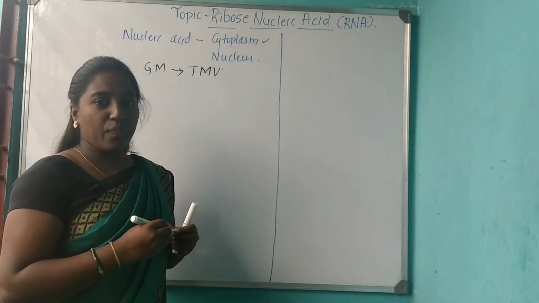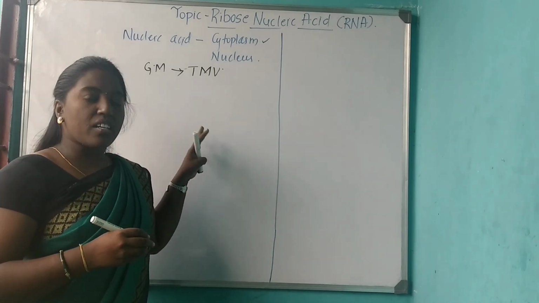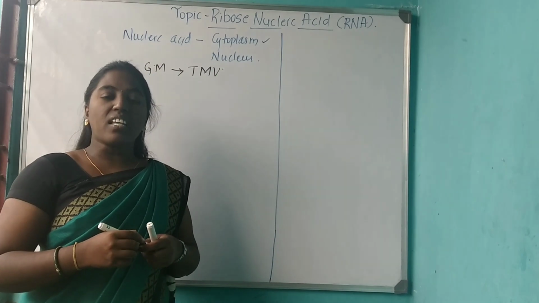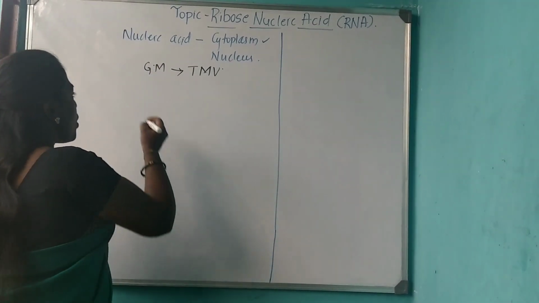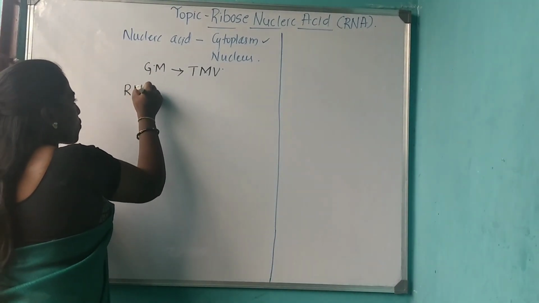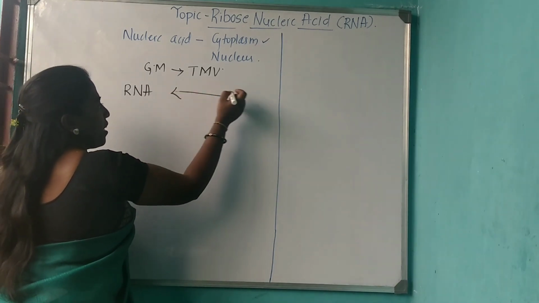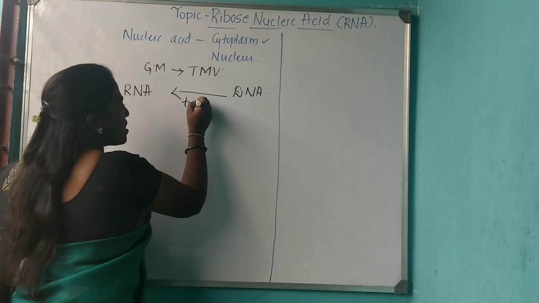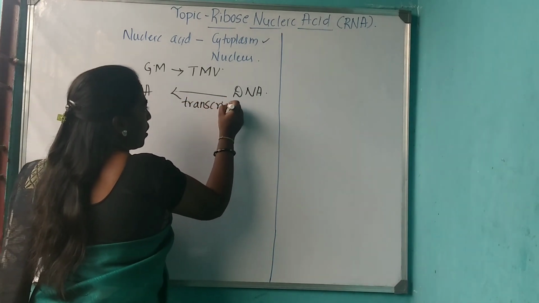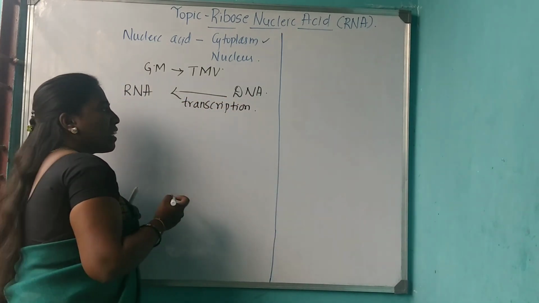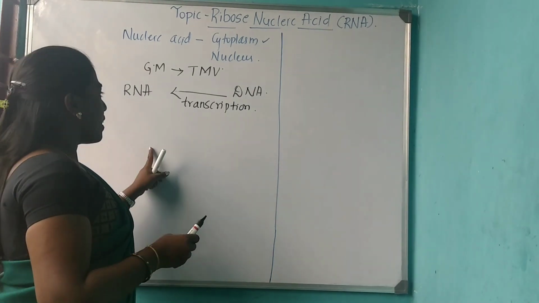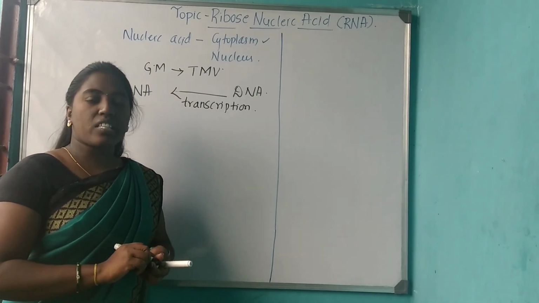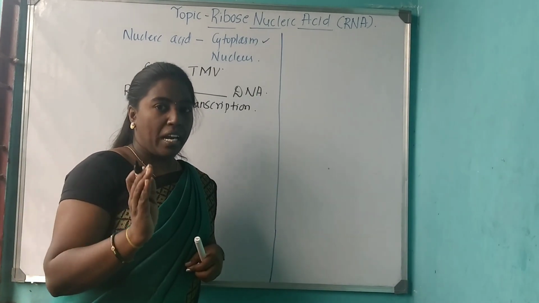Other than that, in eukaryotes, the RNA is found in the cytoplasm and in the nucleus. This RNA is produced by the DNA by a process called transcription. RNA is produced from what? DNA. RNA is produced from DNA. The process is called transcription.